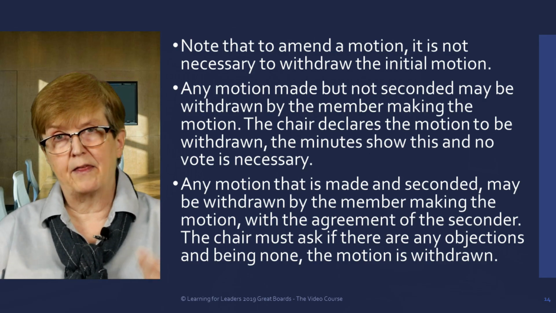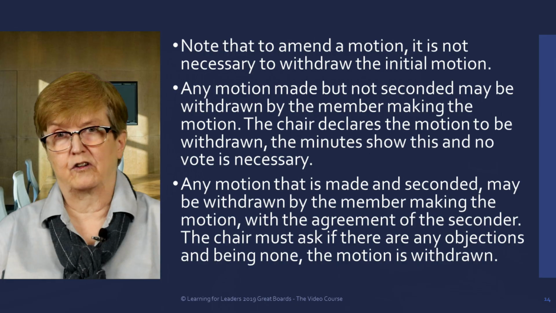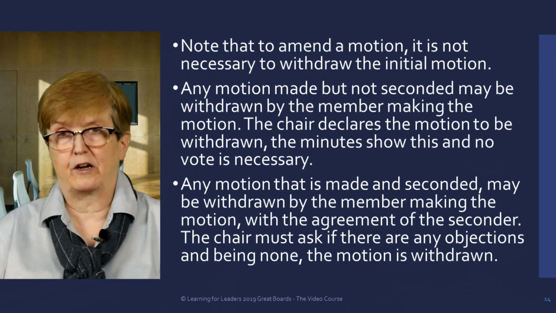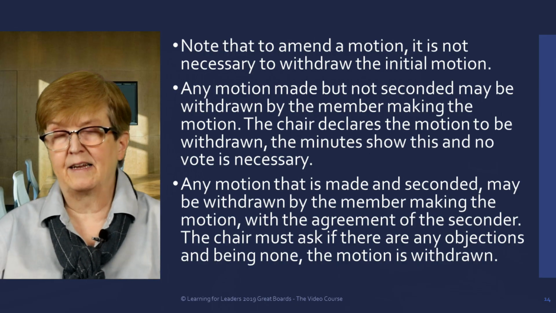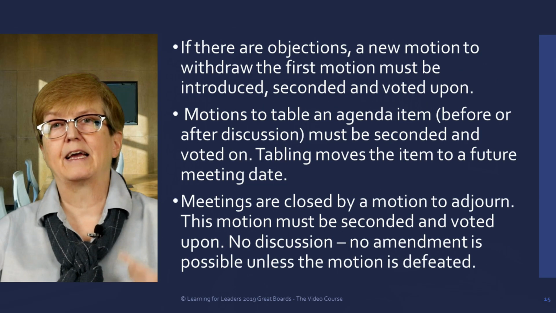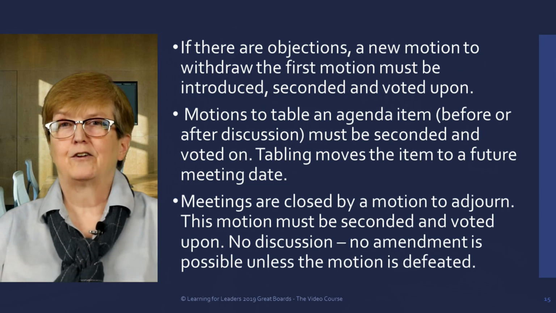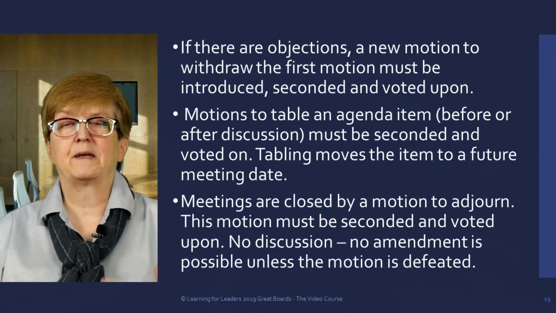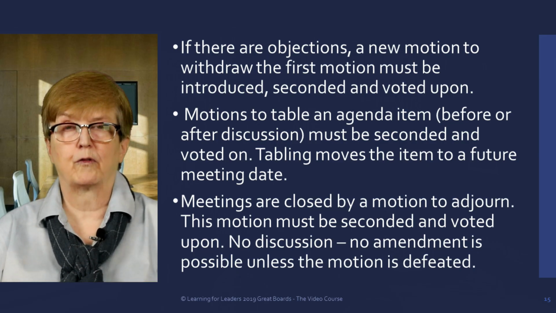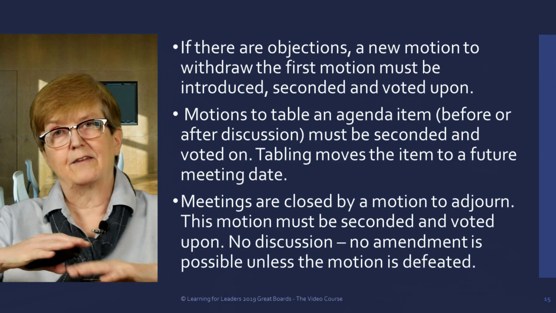And then the chair has to ask an important question: the chair has to ask if there are any objections, and there being none, the motion is withdrawn. If there is an objection to withdrawing the motion, then you simply need another motion to approve the withdrawal of the motion. So we're starting to get some layers here.